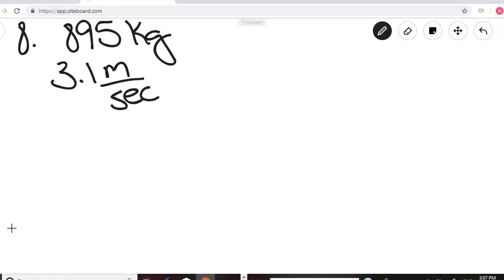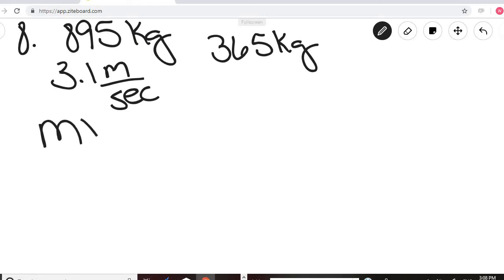And a crane drops 365 kilograms of junk into the freight car. What is the freight car's new speed? Okay, so again, because of the law of conservation of momentum, we know that mass times velocity before will equal the mass times the velocity after.